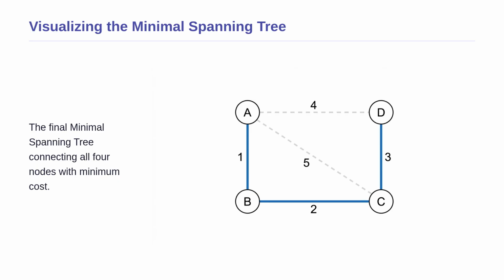On the screen, you see the 4 nodes A, B, C, and D. The solid blue lines represent the edges we selected for our minimal spanning tree: A to B, B to C, and C to D. Notice how every single node is connected to the network and there are no closed loops. The dashed gray lines represent the edges we rejected, like A to D and A to C, because they were either too expensive or would have created an unnecessary cycle. This visual perfectly captures our optimal solution.